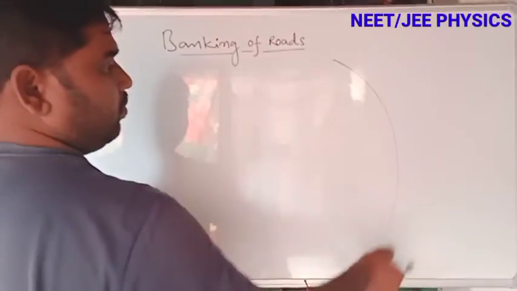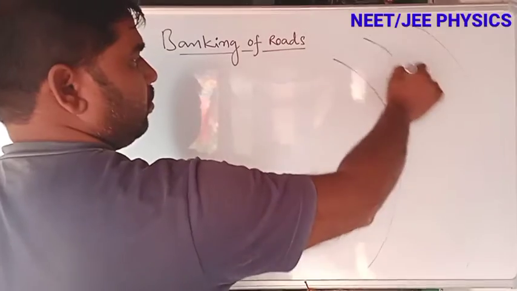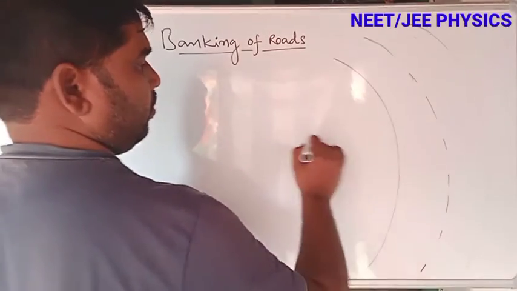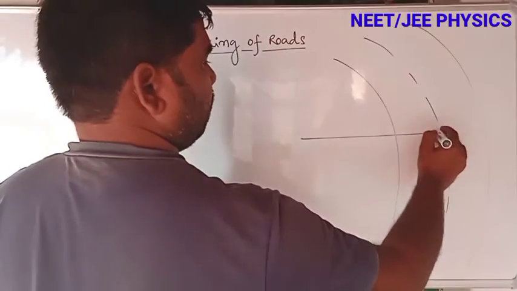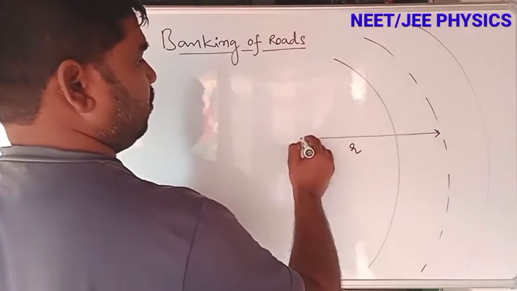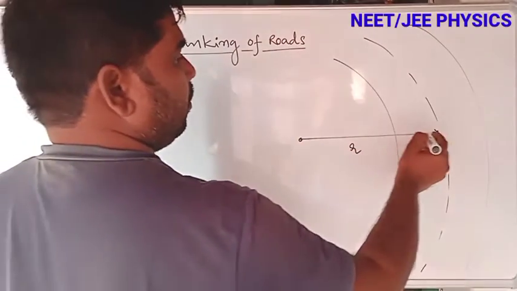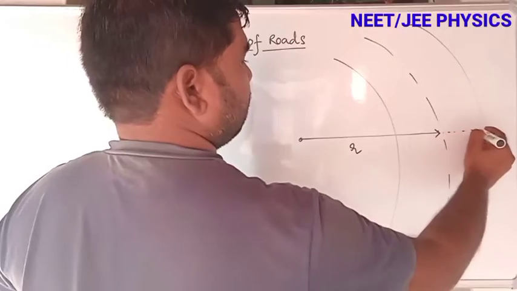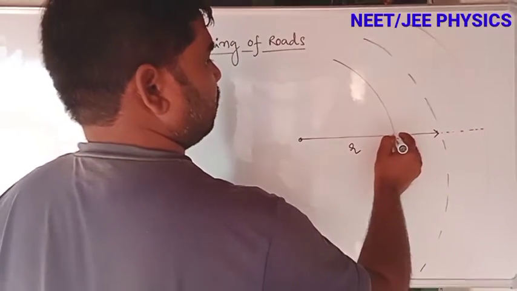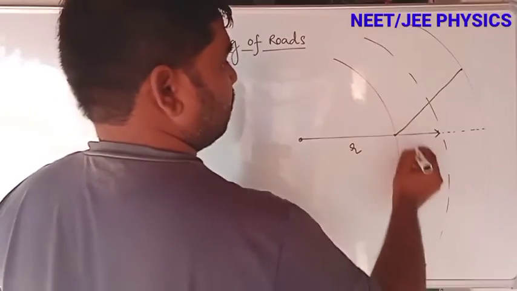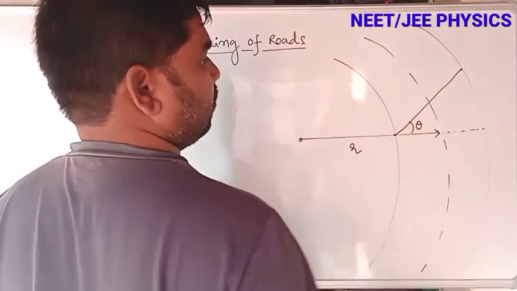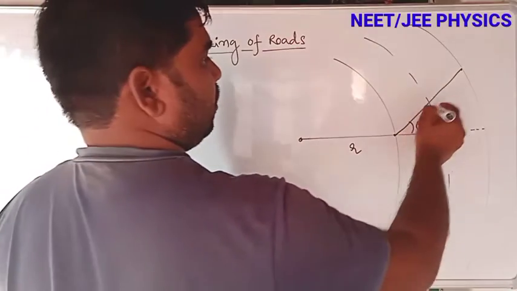At a circular turning you can see the turn like this, and this is the radius of this circle. This turning is a part of a circle, so it has some radius. That radius is r. This is the inner edge and the outer edge. This is theta, the angle with the horizontal.